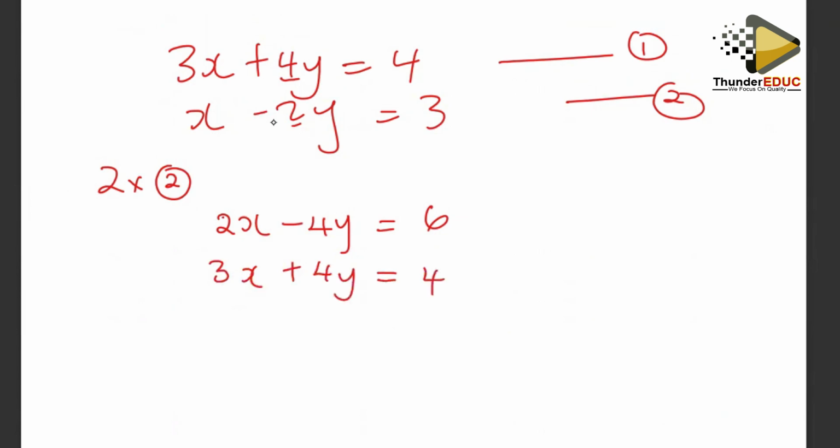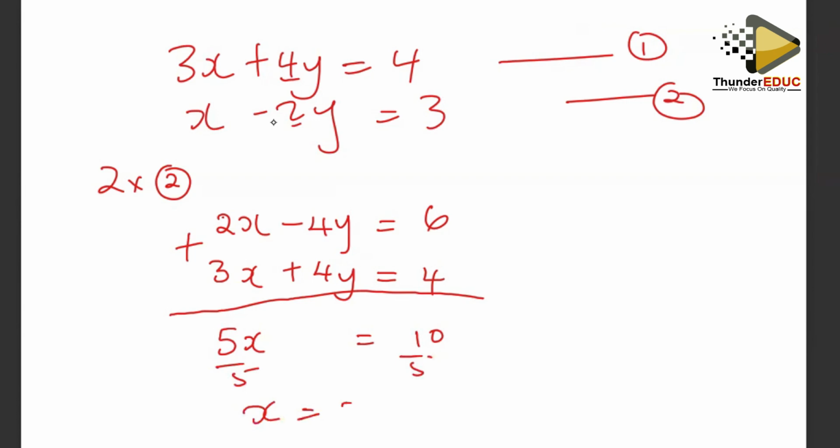Now, for as long as the signs of what you want to eliminate are different, you apply addition. For as long as the signs of what you want to eliminate are the same, you use subtraction. So 2x and 3x, that's going to be 5x is equal to 10. Divide both sides by 5, which means x becomes a 2. Then get this 2, punch it in either equation 1 or equation 2, where you see x.